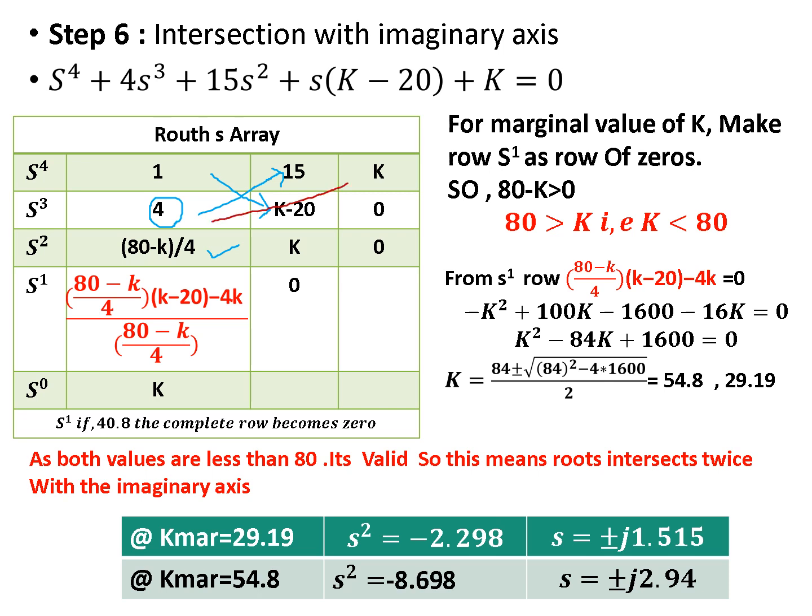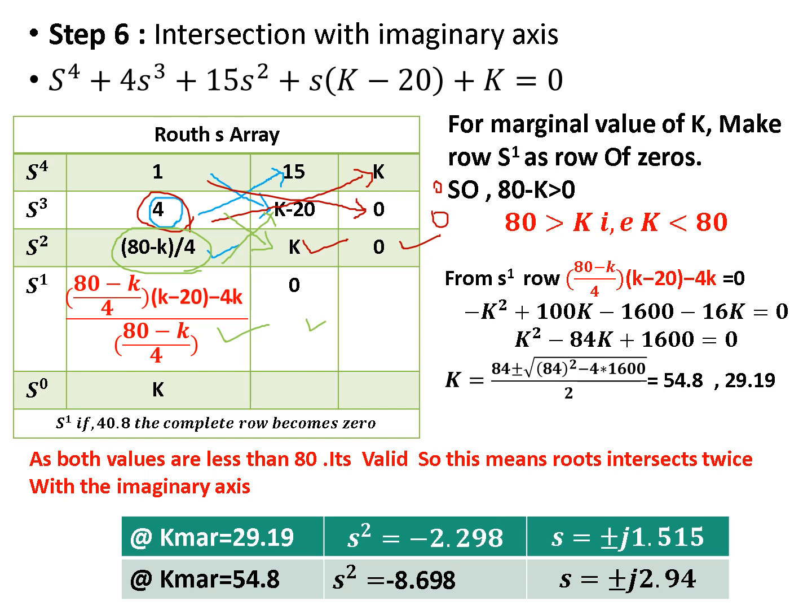That is 4 into k 1 into 0 divided by 4. So the answer is 4, and the final value will be 0 since in this place it is 0. Now the next it is 80 minus k divided by 4 into k minus 20 minus 4 into k divided by 80 minus k divided by 4. So we get this answer.